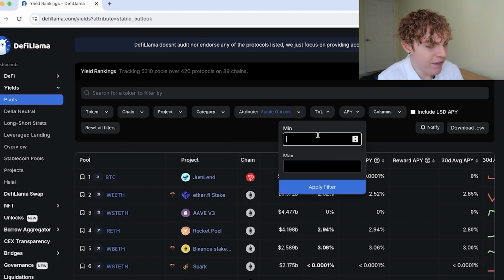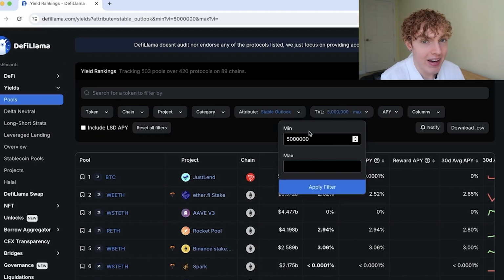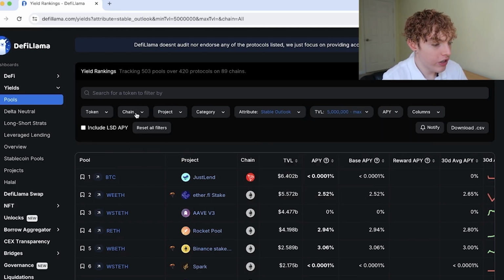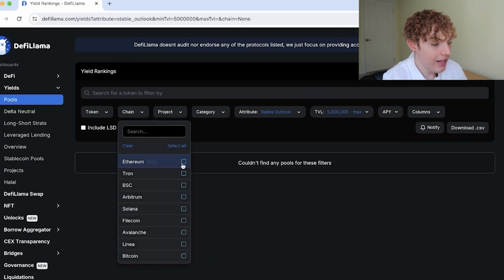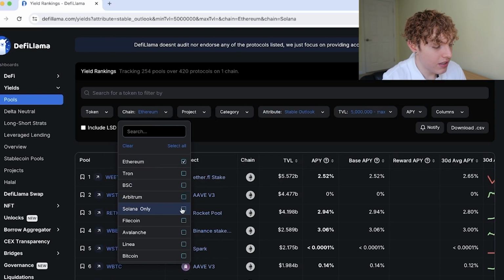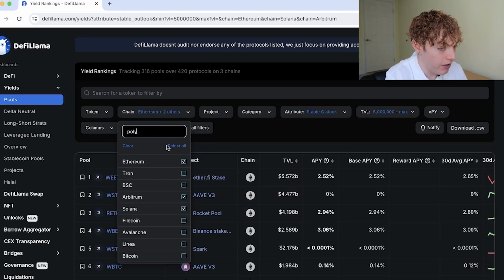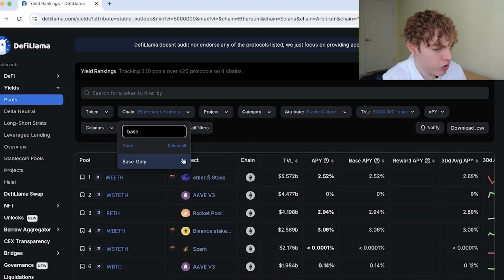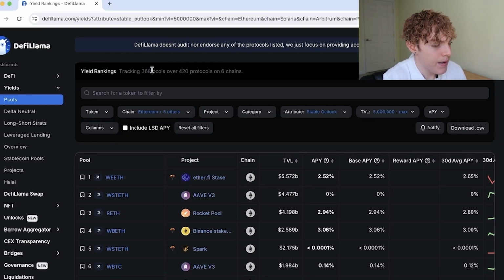I'm going to go over to this TVL section and put a minimum of $5 million, just so we get some more blue chip stuff. You can refine this depending on how many opportunities you want to see, but I'm going to leave it because it's already tracking 503 pools, which is enough. Over here, I'm going to go to the chain section and hit clear all. If you don't have over $25,000 to invest, don't select Ethereum, but I'm going to go ahead and select Ethereum, Solana, Arbitrum, as well as Polygon. Base is actually also good to include there, and you can include Optimism. So now we have 368 pools available.